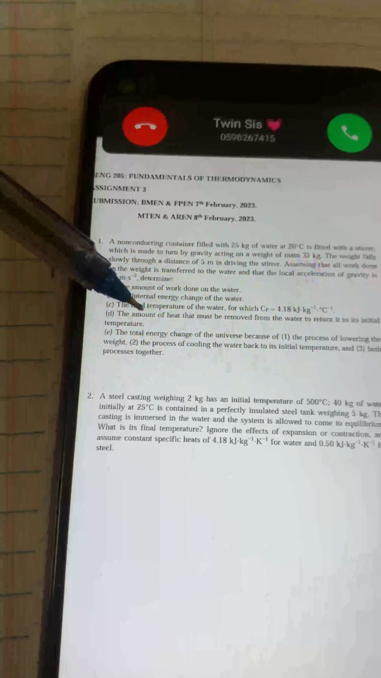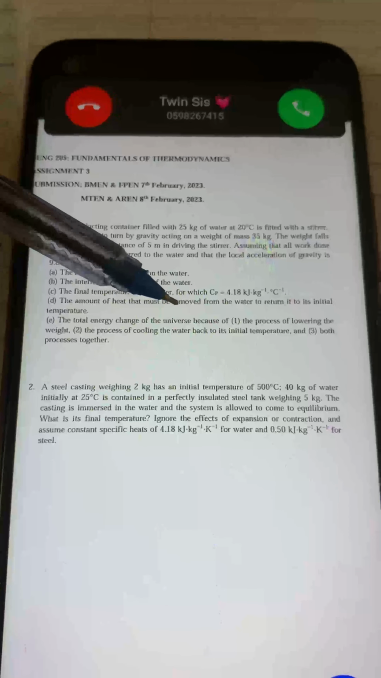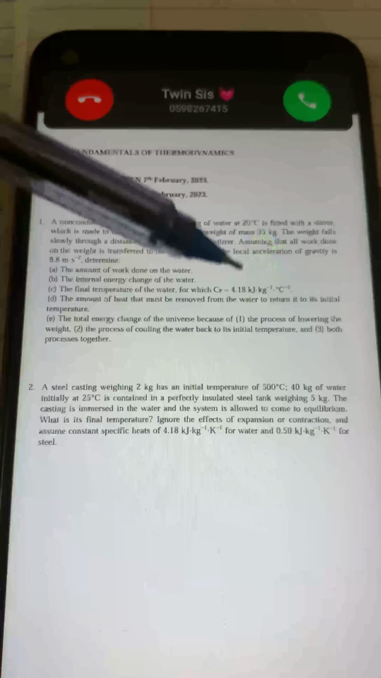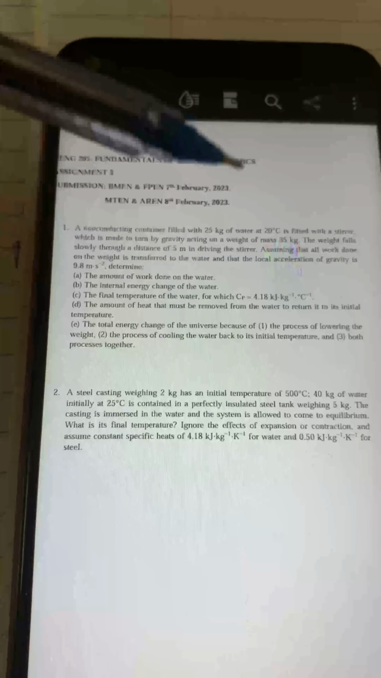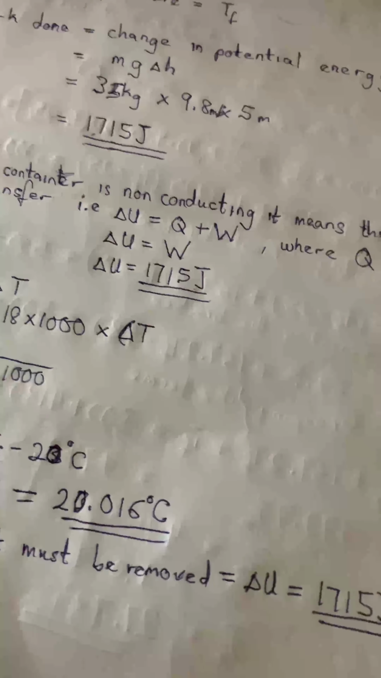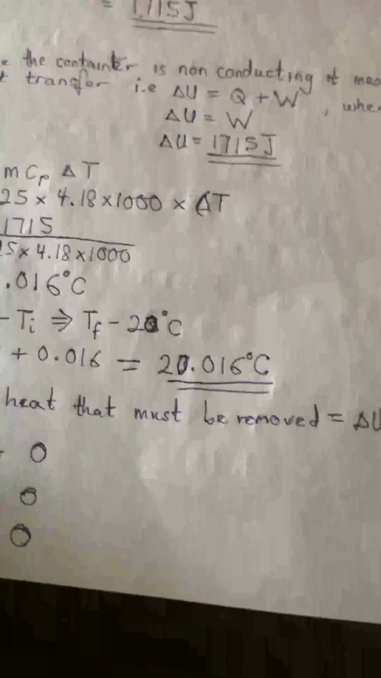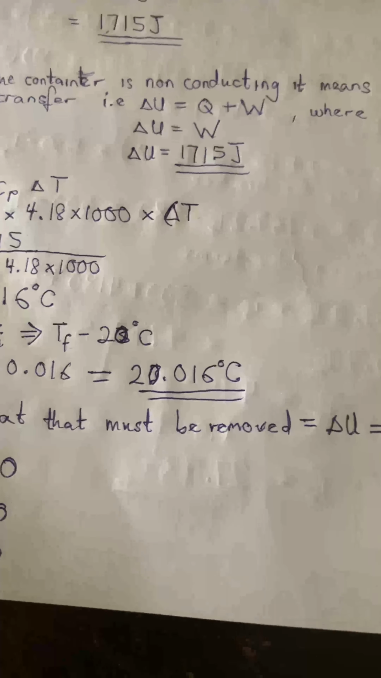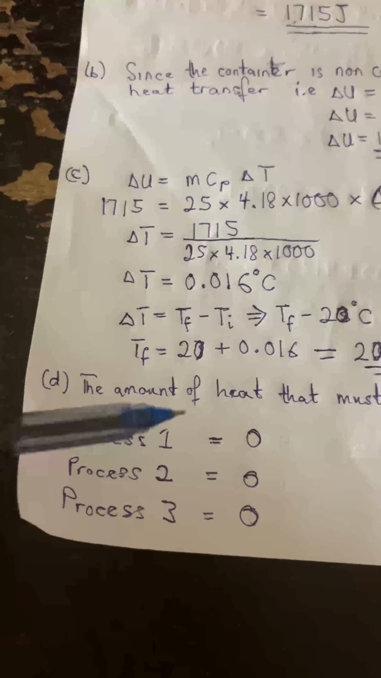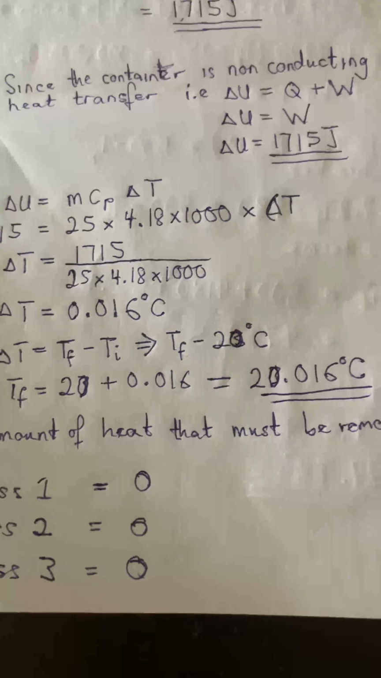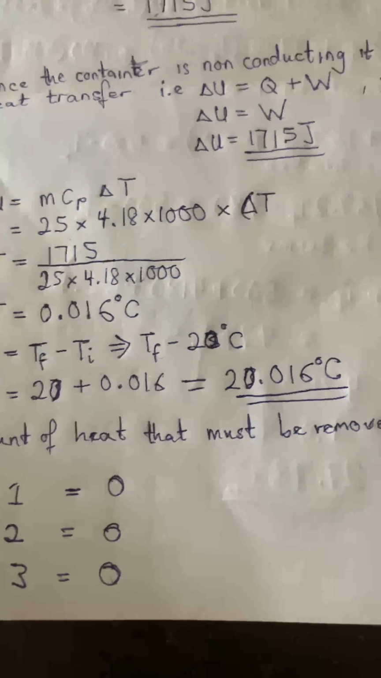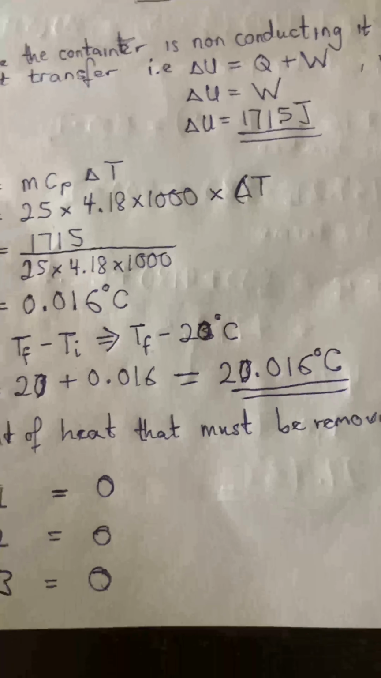And the last one says the total energy change of the universe because of 1, the process of lowering the weight, 2, the process of cooling the water. You know, from the first law of thermodynamics, the total energy change is always constant. So if a system gains heat, it means the heat is lost from its surrounding. And if a system loses heat, that means the heat will be gained by the surrounding.